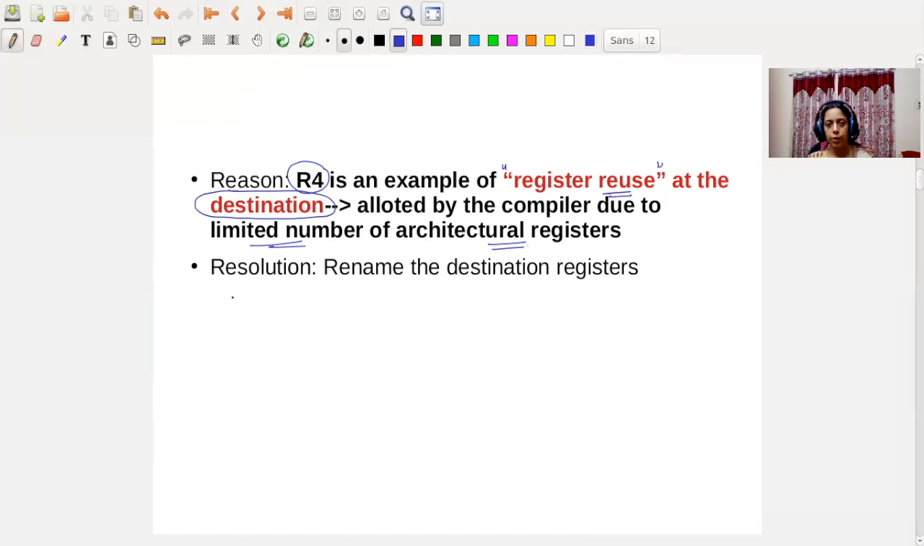So one of the important ways in which we resolve this is to rename the destination registers, and that is how we resolve this. And this is called register renaming.